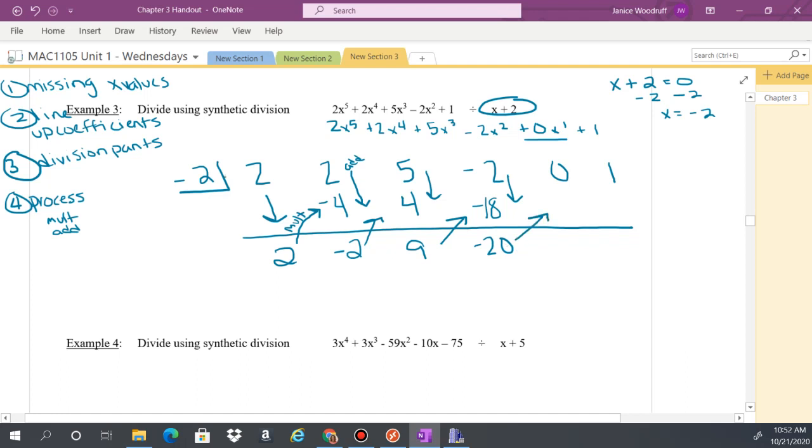Repeat, negative 20 times negative 2, positive 40. 0 plus 40, 40. 40 times negative 2, negative 80. And then 1 minus 80, negative 79.